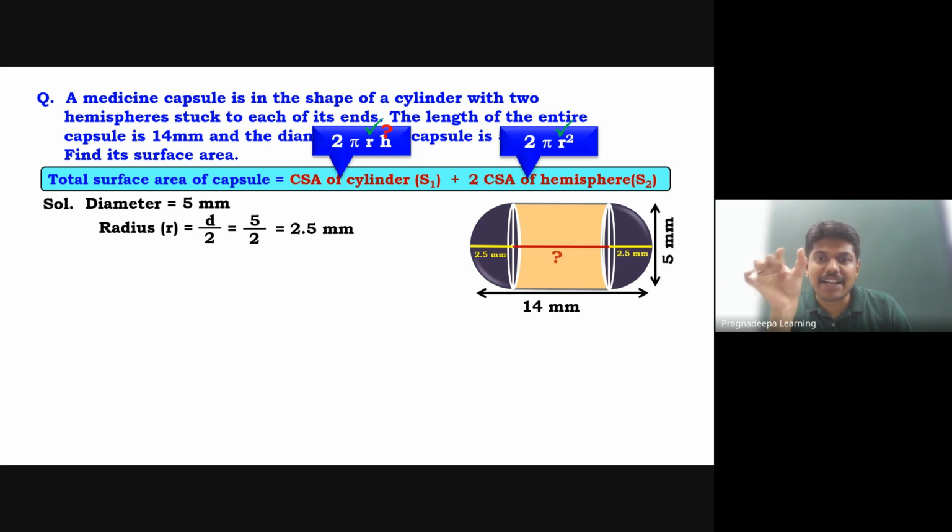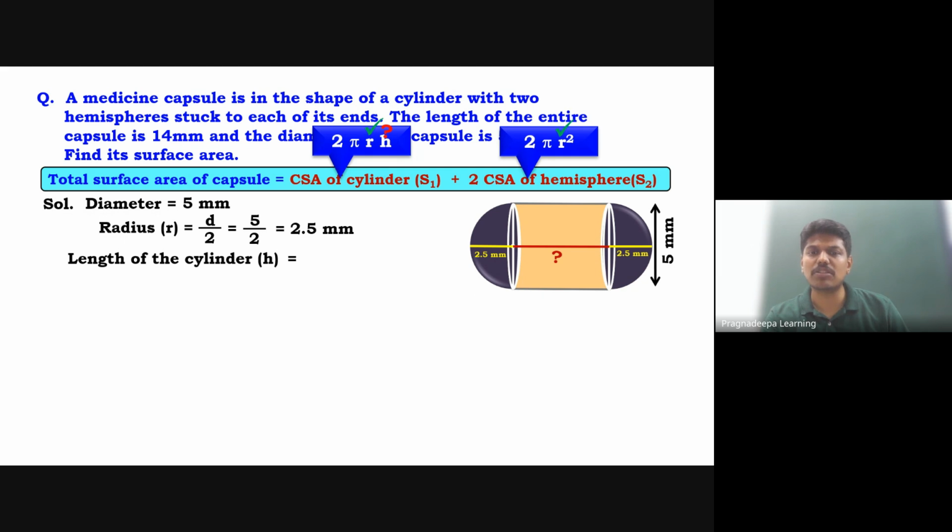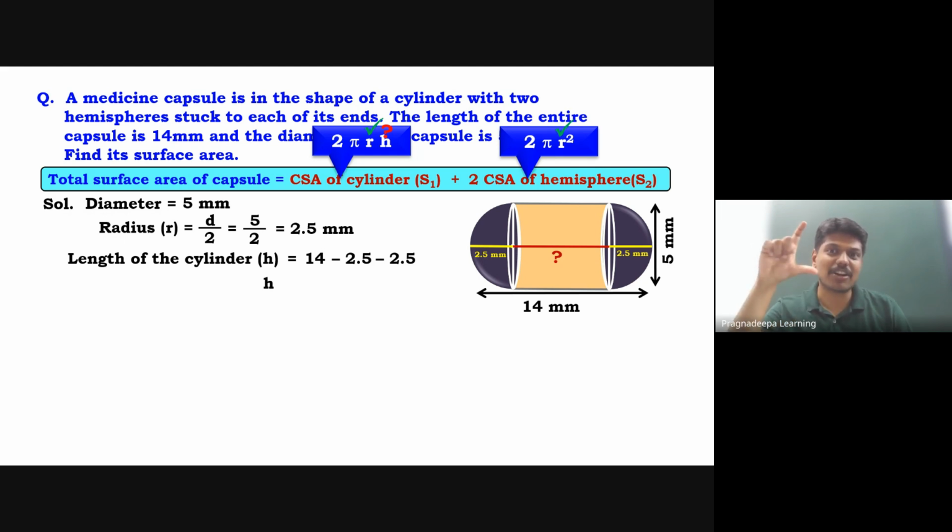Now we have to find the height of the cylinder. So the length of this cylinder, or the height of the cylinder, is equal to 14 minus 2.5 minus 2.5. Will you agree? Yesterday also we solved a similar type of problem, if you have attended my yesterday's class. The total height of the toy was given. We subtracted the sphere or hemisphere radius and we got that height. So on similar lines, it is 9 millimeter. So even our problem of finding height is solved.